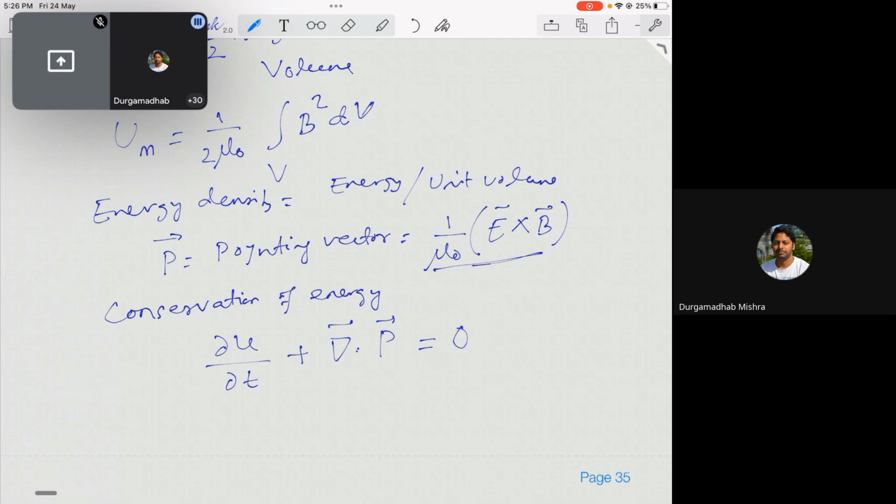Similarly, it also carries certain momentum, as I said, because the electromagnetic field can accelerate or decelerate some charges. So it can give some forces, and that is related to rate of change of momentum, which can also be quantified. So this is about the electromagnetic wave.